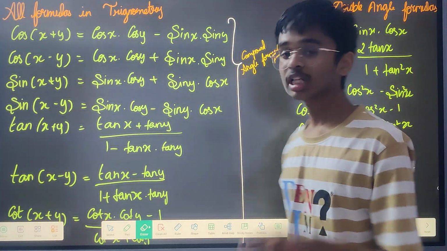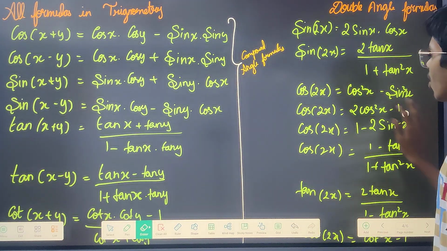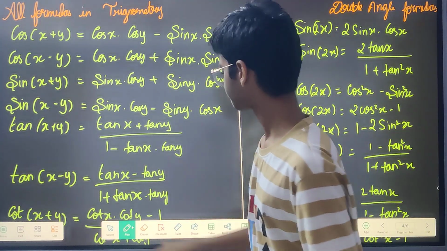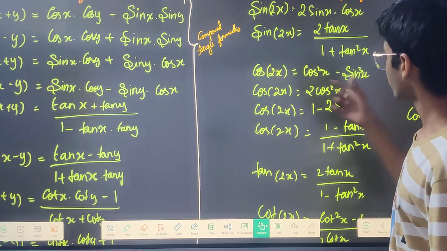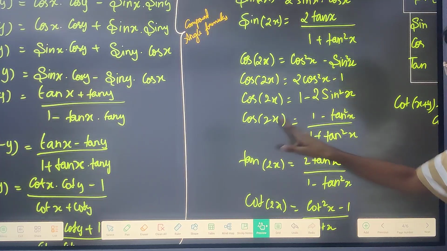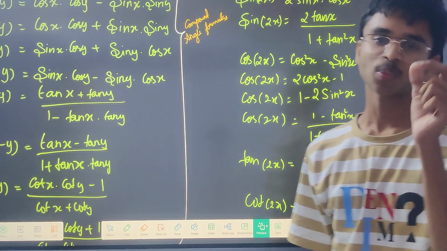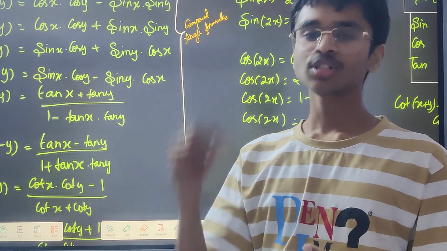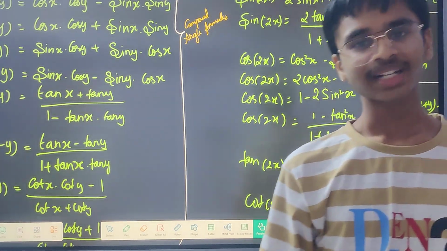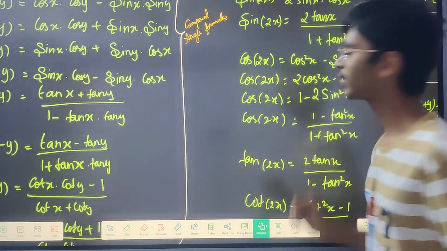For cos 2x, definitely every formula will have a square. In the first formula you have a square, in the second formula you have a square, and in this also you have a square. Remember this one point, as it will be very helpful in the examination to classify all these formulas. So cos 2x will be cos square x minus sin square x. Where cos is, put cos only, and where sin is, put sin only.